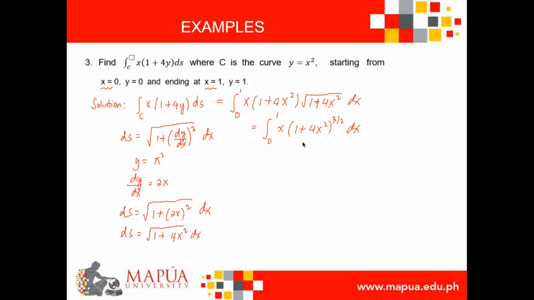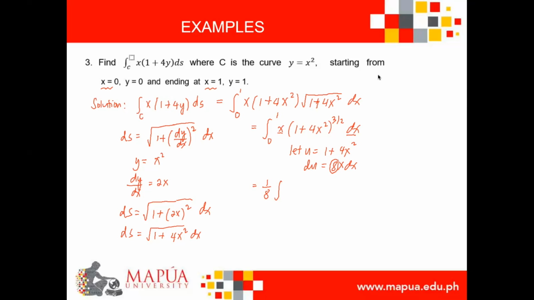Then let us now integrate. So how do we integrate this? We're going to make use of the power formula by letting u equal to 1 plus 4x squared. Then getting its differential, we have du equals 8x dx. We have x dx in our given expression, so we have the correction factor, which is 8, and a neutralizing factor, which is 1 over 8. So we write this as 1 over 8 times u raised to 3/2 du.